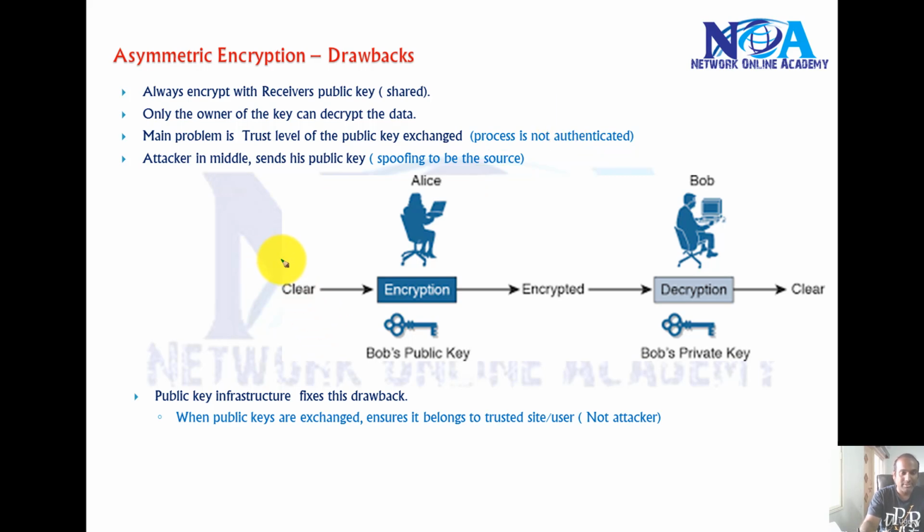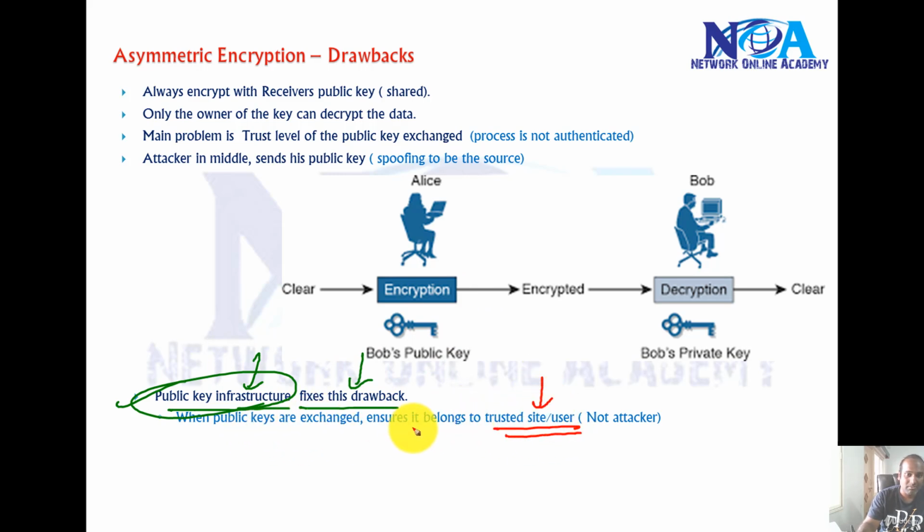Now to fix this, we have some better ways. There is something called public key infrastructure, which is used to fix these drawbacks. With the public key infrastructure method, the source will be trusted. It's going to check whether the public key which is sent is from a trusted site or a trusted user or not.